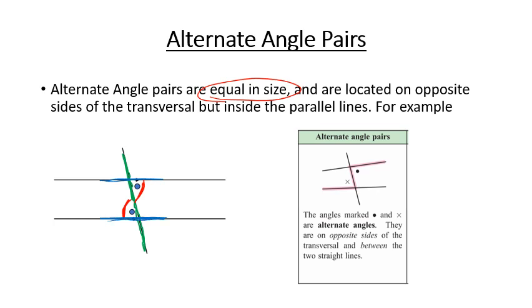And you can see that both of our angles that we've marked with a blue dot are on the inside of the parallel lines, but on opposite sides of the transversal. They are alternate and they are equal in size.